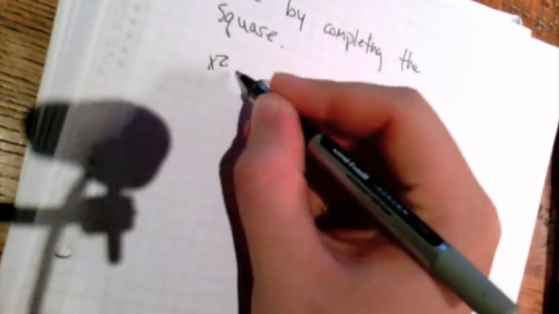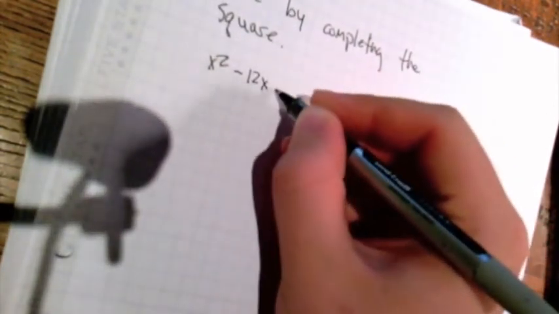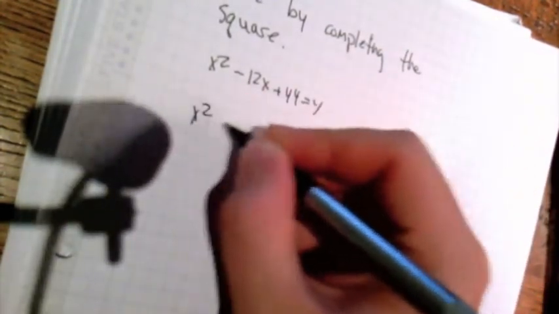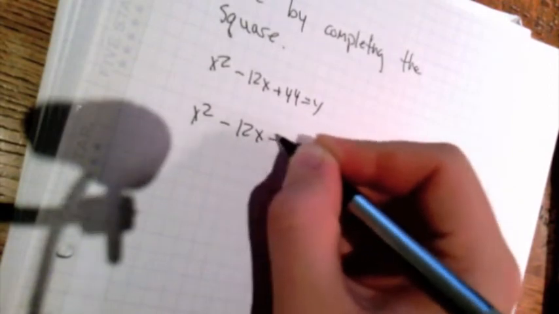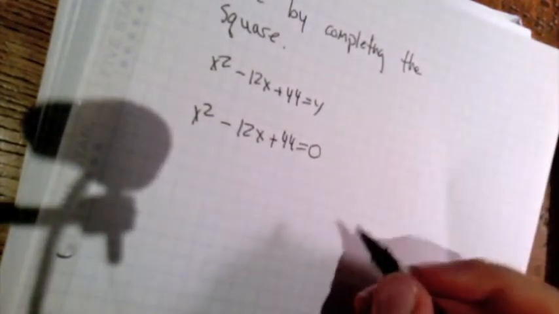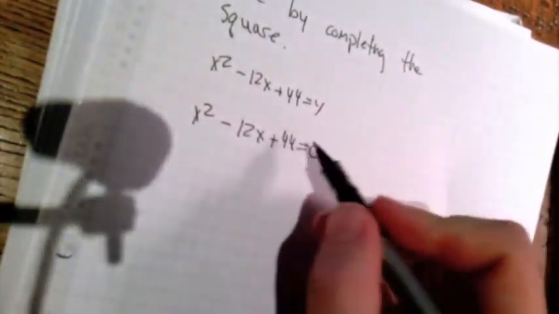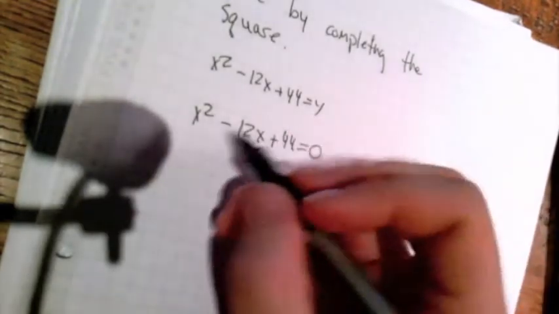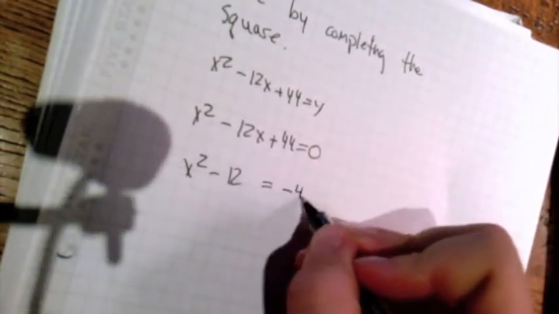This is solved by completing the square. We have x squared minus 12x plus 44 equals y is our quadratic formula. First thing we want to do is set y to 0. So we get x squared minus 12x plus 44 equals 0. Then we take anything on the left that doesn't have a variable in it, which is 44, and move it over to the right. So we get x squared minus 12x equals -44.